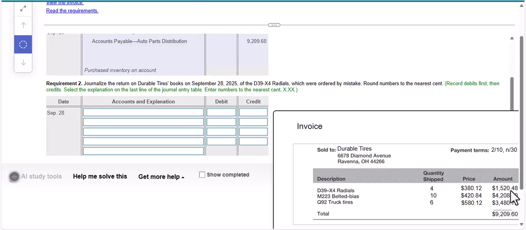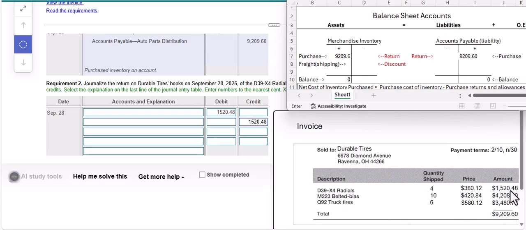So I'm going to go ahead and take this 1,520.48 and include it as the debit and the credit, and then we're going to talk about which accounts we are using for this return. So when we do a return, we no longer owe this 1,520.48. So that means it has to be removed out of accounts payable. And so how do we decrease that accounts payable, our liability that we owe for these tires? We have to debit it. So we will go ahead and include a debit for $1,520.48 to lower our payable there. And then we are also going to need to lower merchandise inventory because we are returning those tires.